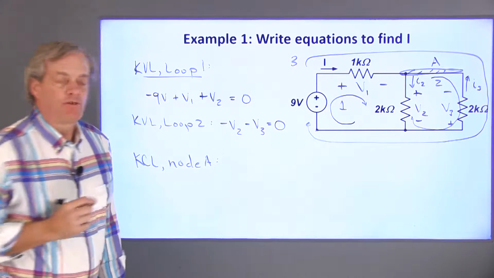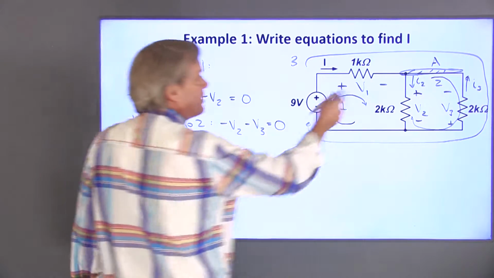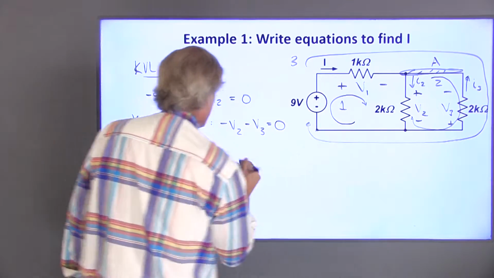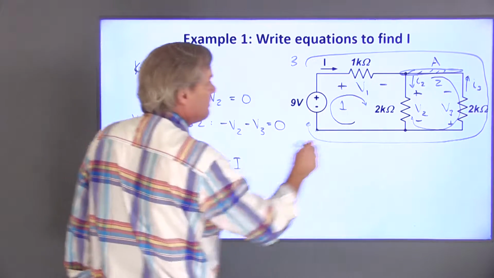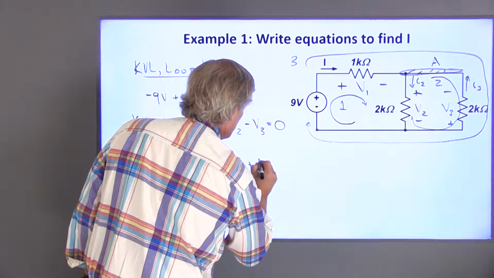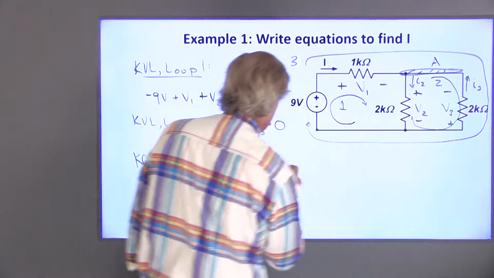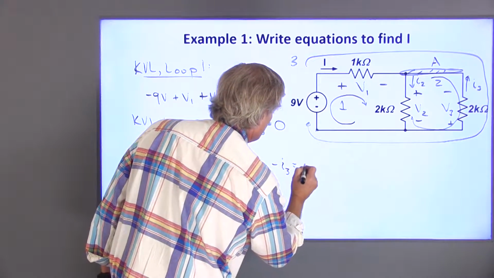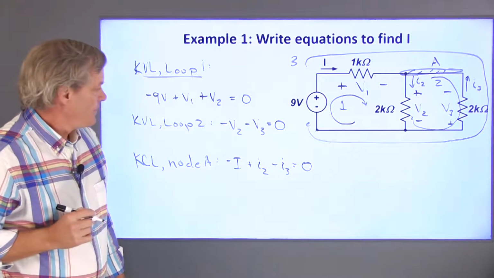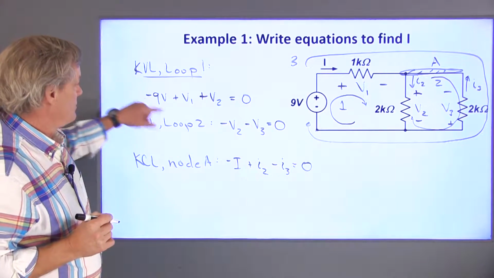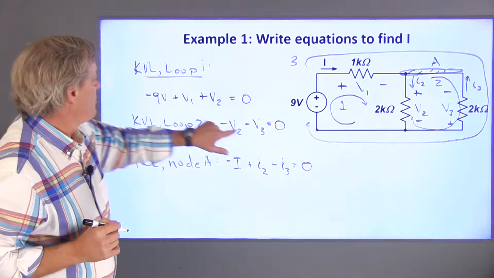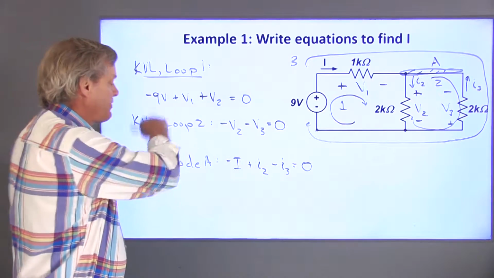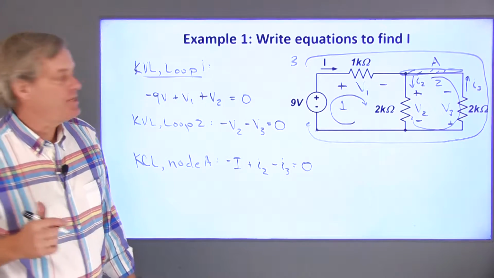If I say positive currents are leaving the node arbitrarily, I is entering, so I is going to be negative. I2 is leaving, so it will be positive. I3 is entering, so it will be negative. Now I have 6 unknowns and 3 equations. I need 3 more equations.